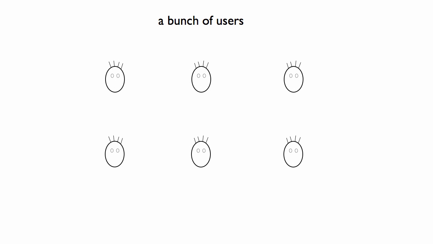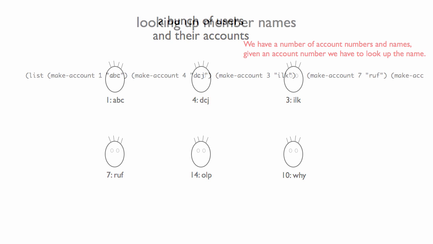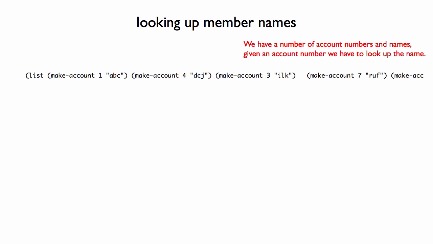Okay, now imagine that we're trying to represent information about a number of user accounts of some kind. And each account has an account number and a name associated with the account. So when we think about that, one form of data we could use is something like this list. It's a list of accounts.